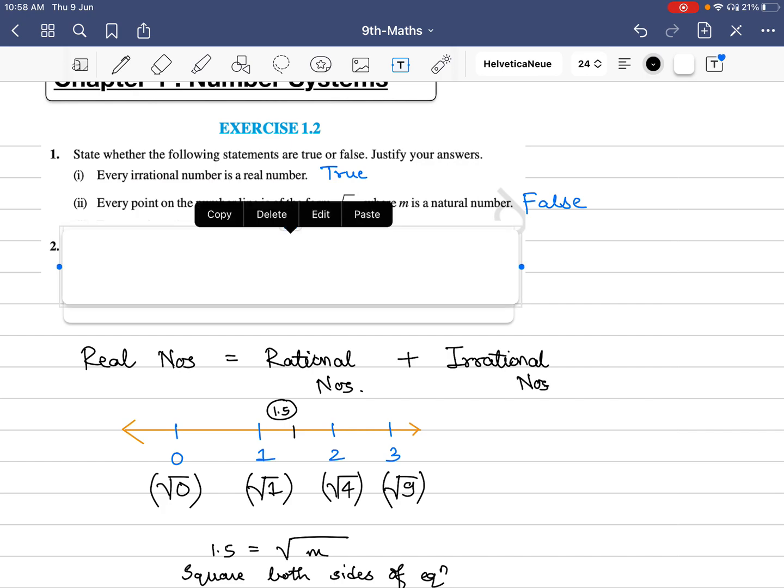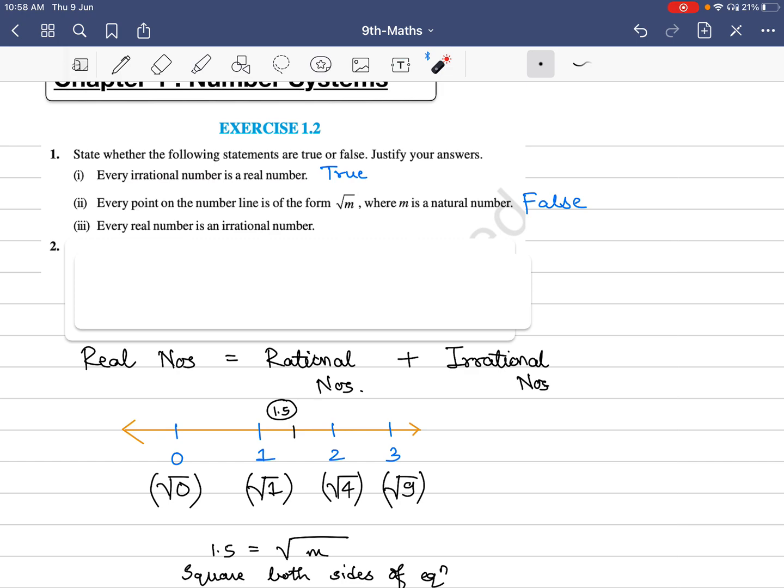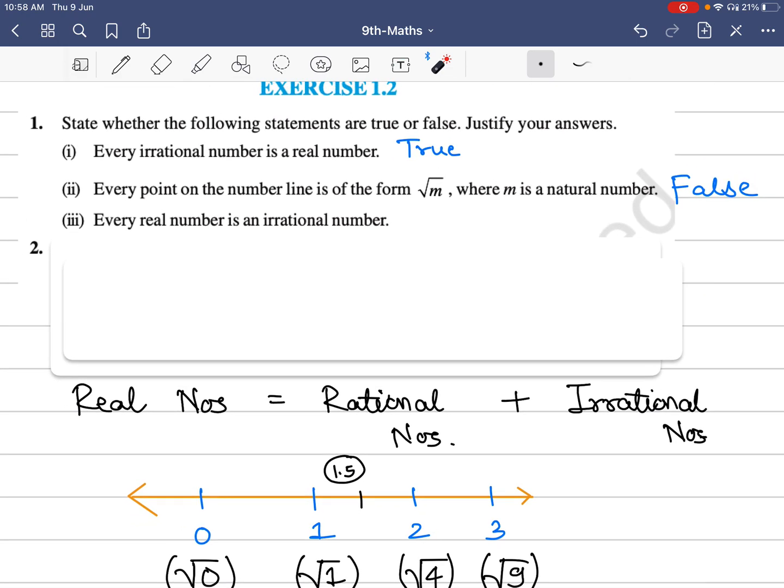Okay, let's go to statement number 3. Statement number 3 reads, every real number is an irrational number. Again, let's go to the definition. Every real number is an irrational number? False. Real numbers can be either rational or irrational. Every real number cannot be a rational number, and every real number is not an irrational number. In fact, these two sets are not common to each other.